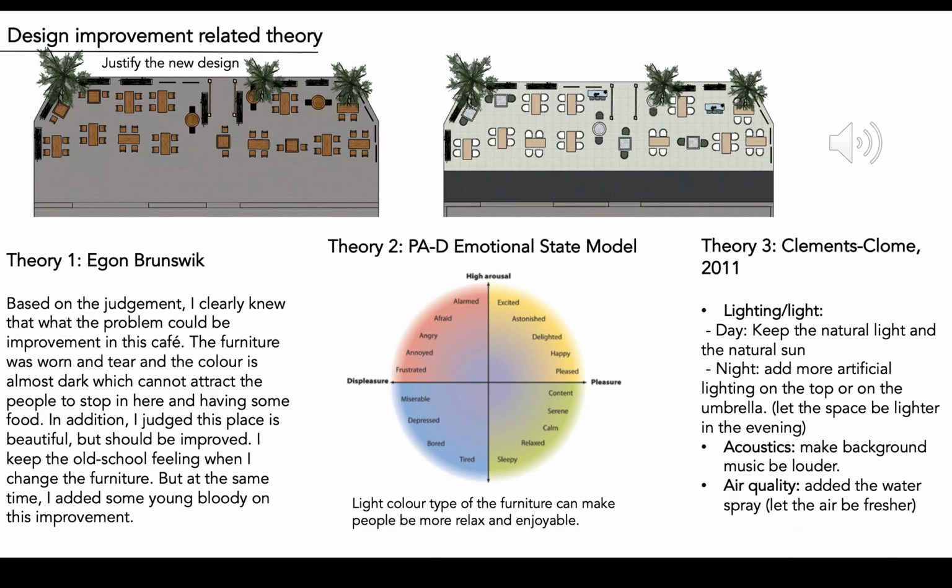And also for the series three, for the light, I think I should keep the natural light and the natural sound. And for the night, I think I should add more artificial lighting and light the space with lanterns in the evenings. And also for the sounds, I should make the background music louder. And for air quality, I think I should add water sprays to let the air be fresher.